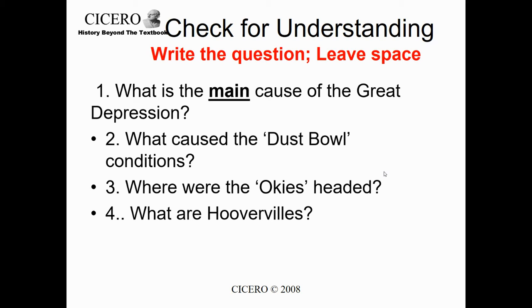Okay. Once you come back and unpause this, number 1, the main cause of the Great Depression was the stock market crash. Number 2, the Dust Bowl conditions were caused by drought, bad farming practices, and dust storms. Number 3, where were the Okies headed? They were headed to California, like Migrant Mother was. And then number 4, Hoovervilles, those are homeless villages named after Hoover, blaming him for the Great Depression.